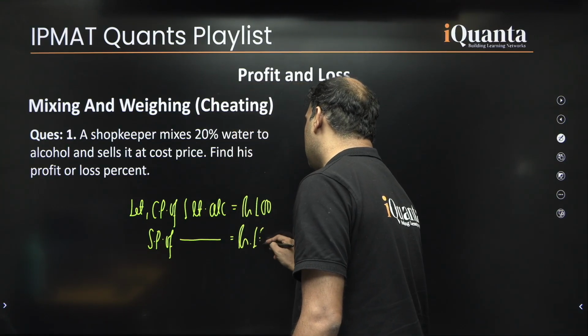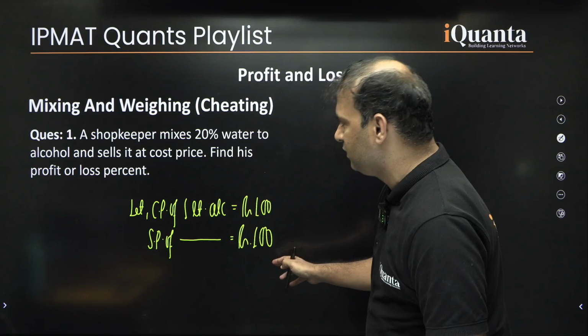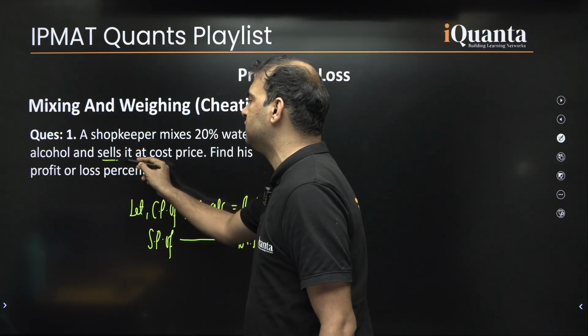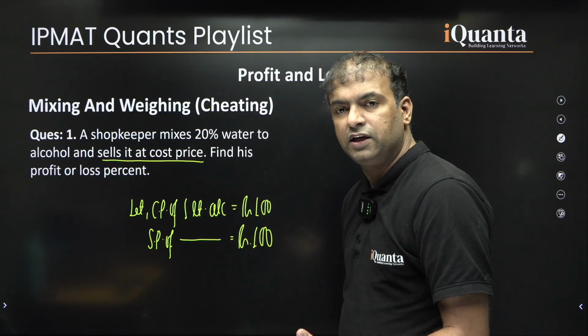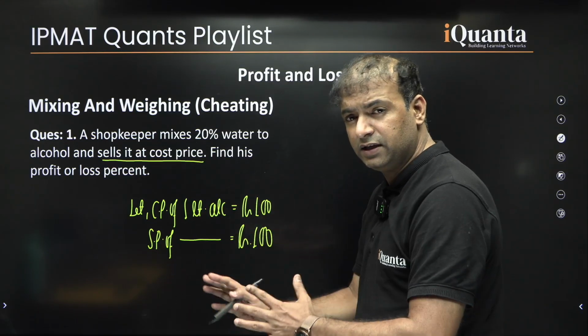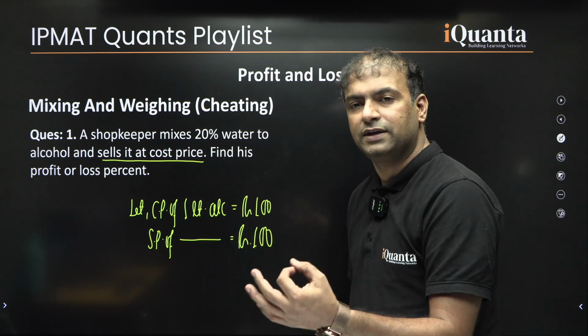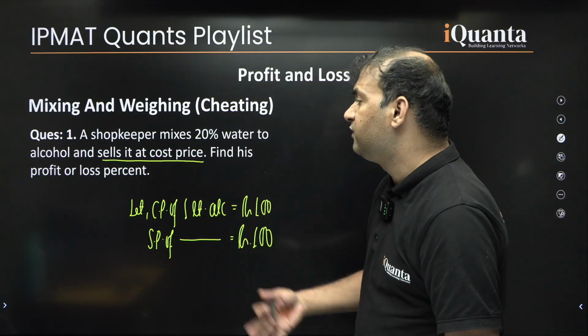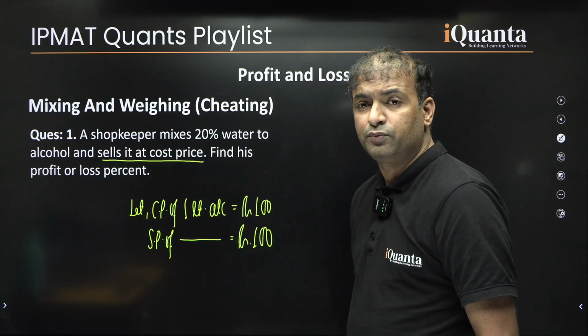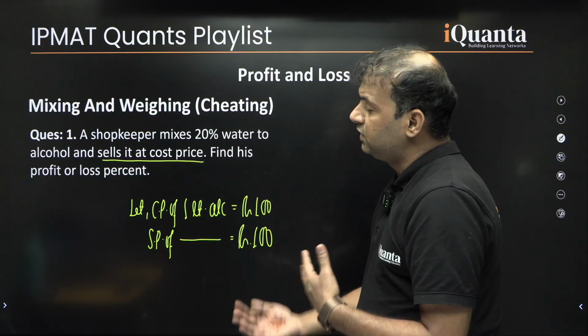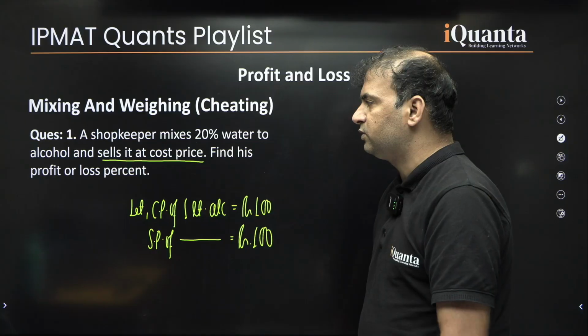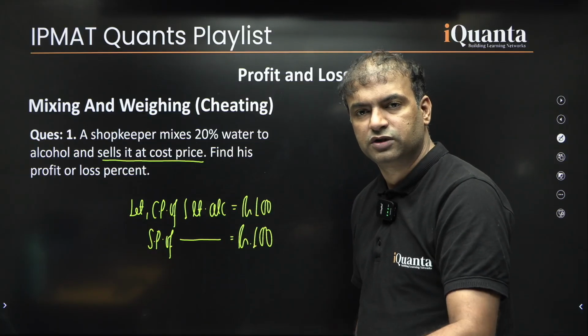Now what is happening? Why did I assume 100? Because I had clearly mentioned that he is selling at the cost price. Even if they are not mentioning that they are selling at the cost price, if they are not saying anything, then we also assume that they are selling at the cost price. If they say selling at some price higher than the cost price, then we will consider it that way. If they write nothing, it means the shopkeeper is selling at the cost price only.